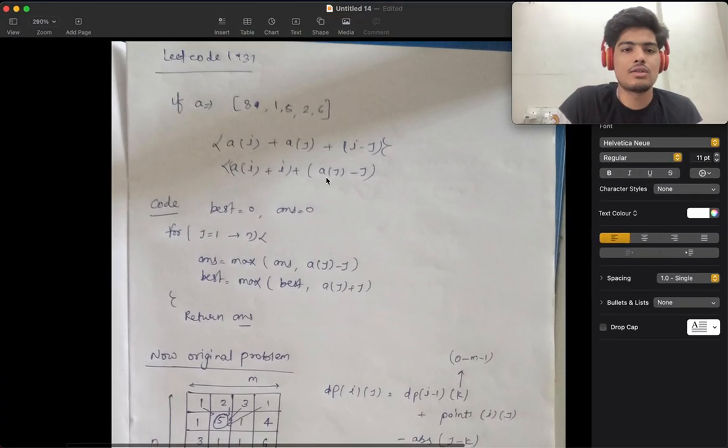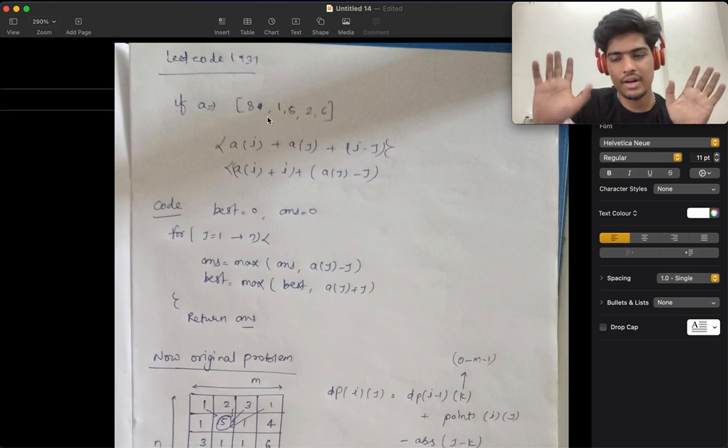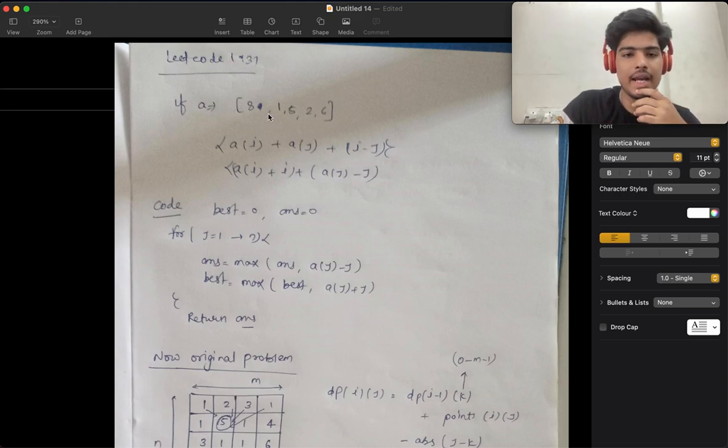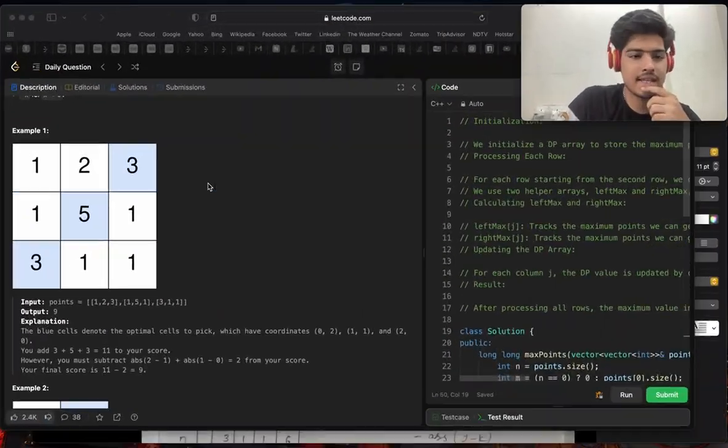Explanation or approach. For this, I am taking an array which is a 1D array, initially 8, 1, 5, 2, 6, and I have to find this one: a of i plus a of j plus i minus j. It is the same as the previous question. This question is the same as this question.